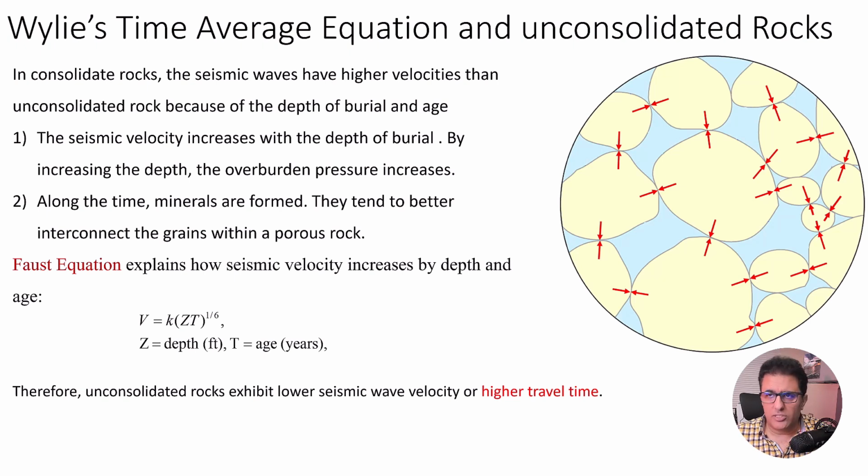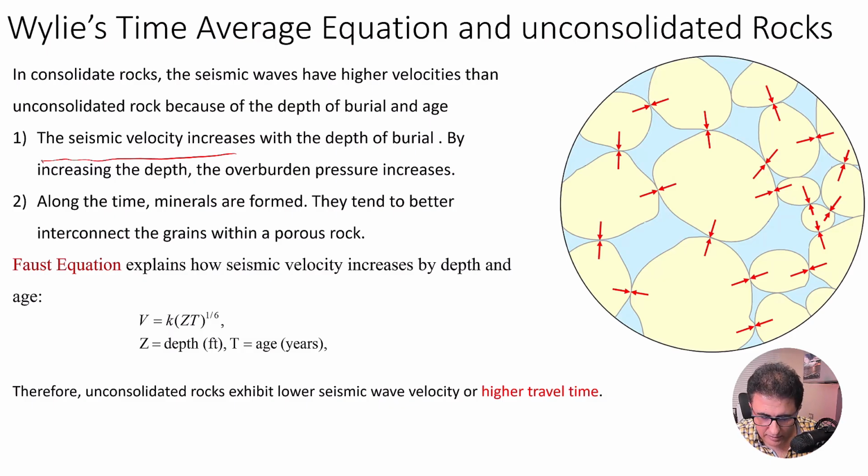And the reason is because of two factors. The first thing is that consolidated rocks are usually deeper, and the seismic velocity increases with depth. Assume that this is a part of the rock that we have, and you see between the grains there is a mechanical continuity. The more overburden pressure that we apply to the grains, the better they will touch each other, and we're going to have a better mechanical continuity, and as a result, much higher P-wave velocity.